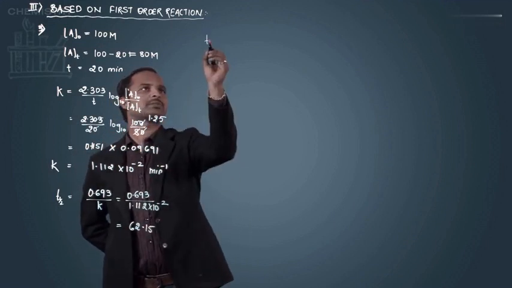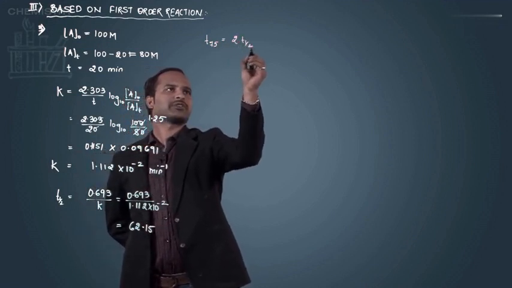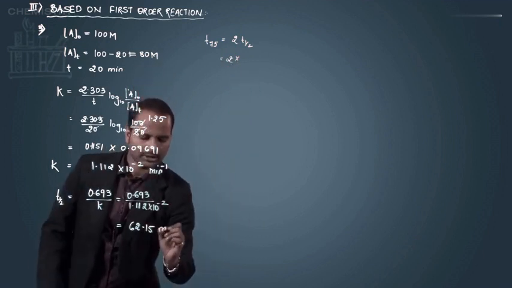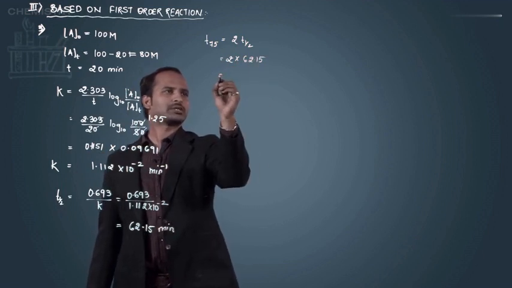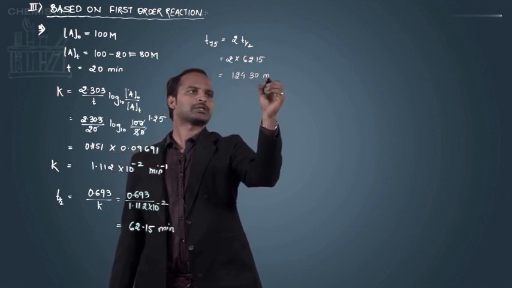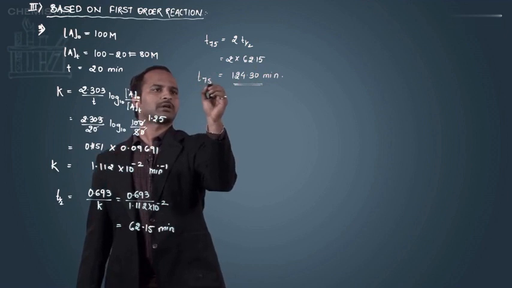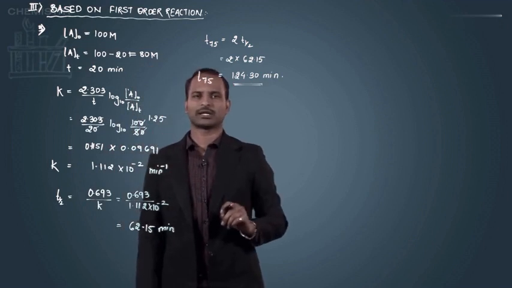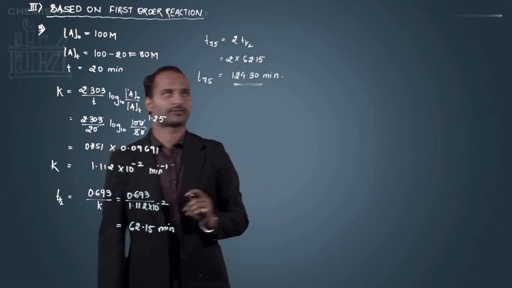So time for 75%, T75, is equal to, we have a relation that it is 2 half-life periods. So it is going to be 2 into T half, which is again in minutes, 62.15. So it is 62.15 into 2, which is going to be 124.30 minutes. So this much time a reaction will take for 75% of the reactant to be consumed, or I can say for 25% of the reactant to be left.